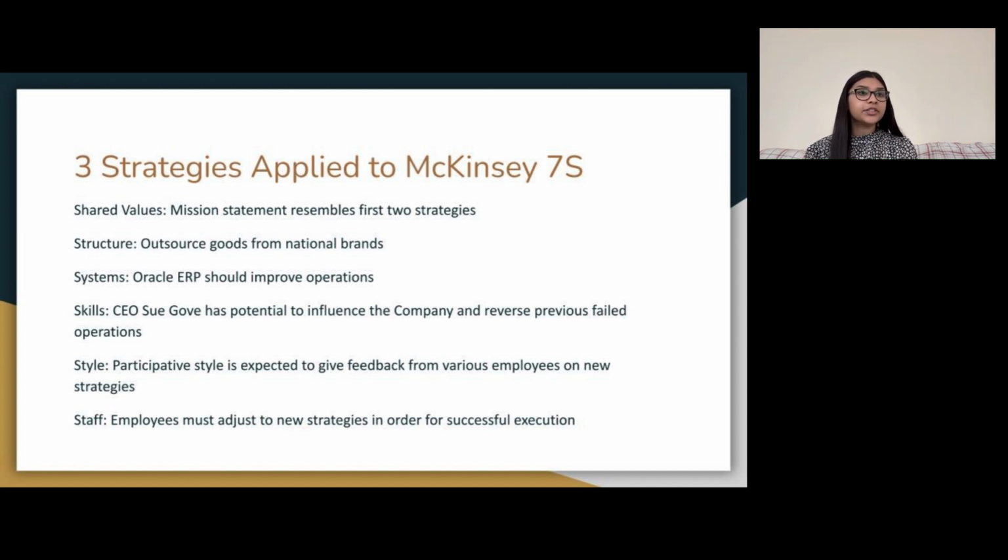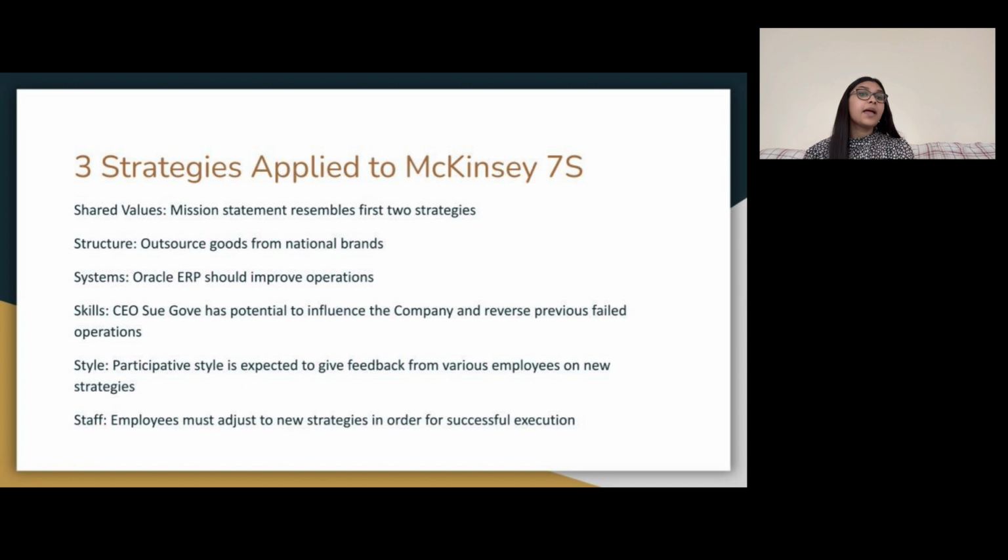It would take time for employees to learn new technology, but it would ultimately save money now that fewer employees would be needed. Gove has already begun getting rid of private brands and could help find a company to partner with by using the data provided from the Oracle ERP system. Gove's experience in helping turn retailers around would be critical in implementing these new strategies.